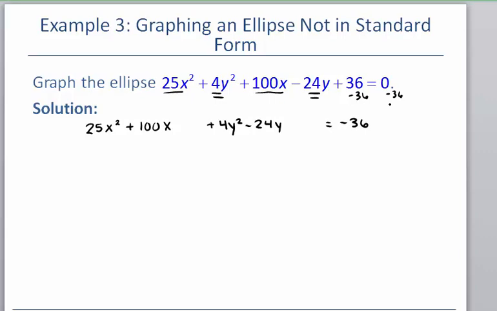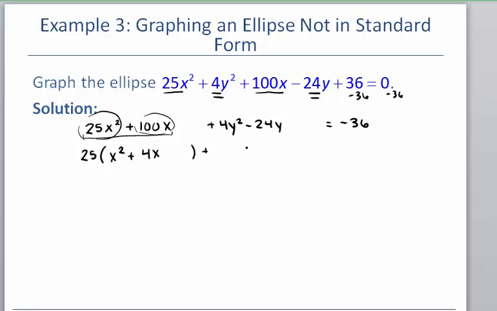Now, in order to complete the square, recall that you have to have a coefficient of 1 sitting in front of the squared term. So what I need to do is take these two x terms and factor a 25 to the front. So when I pull a 25 out of a 25x squared, that's just going to leave me an x squared. When I pull a 25 out of 100x, that's going to leave me 4x.